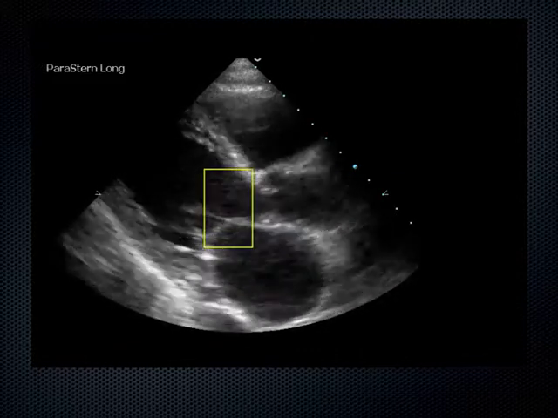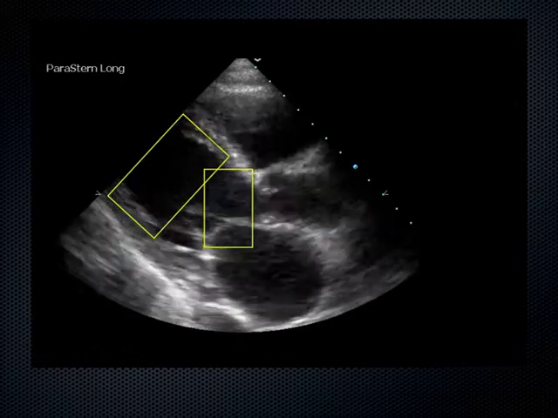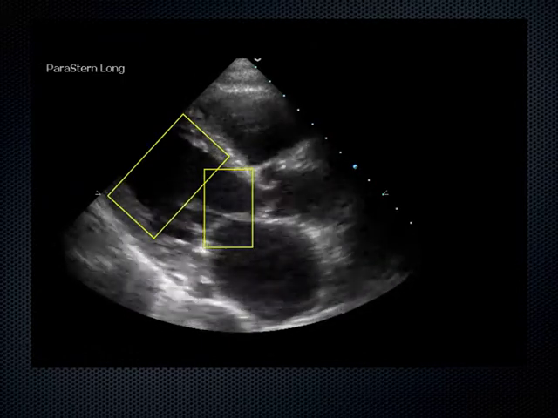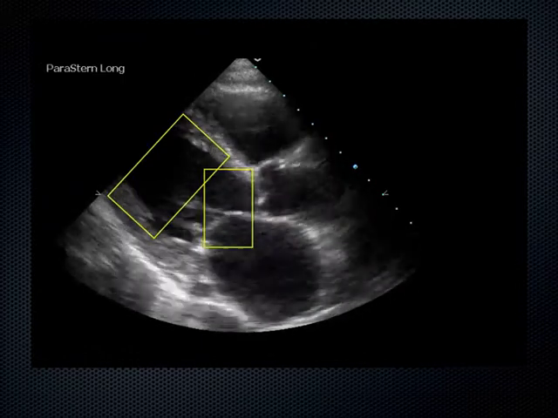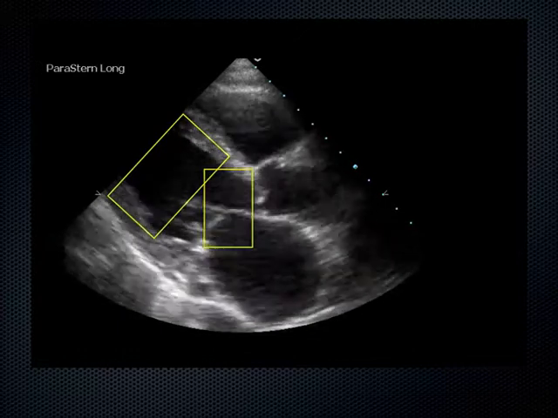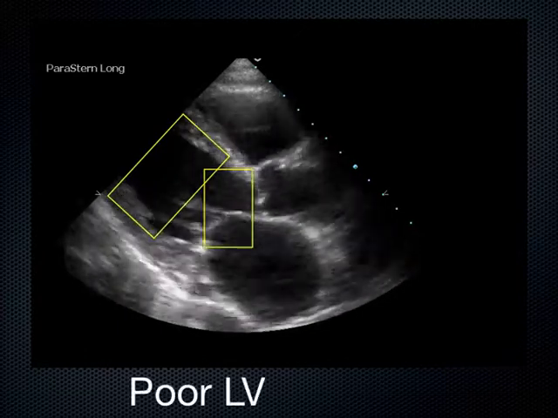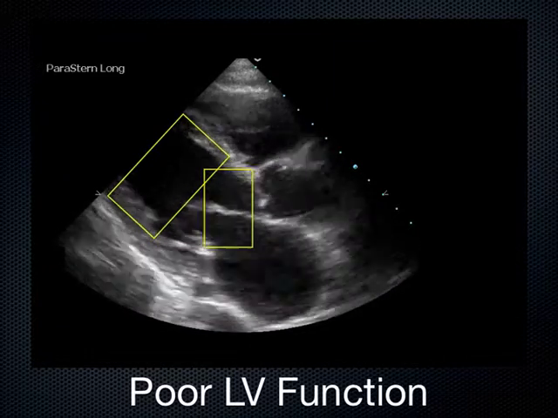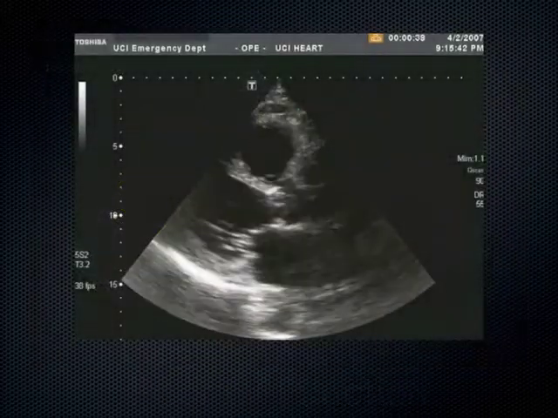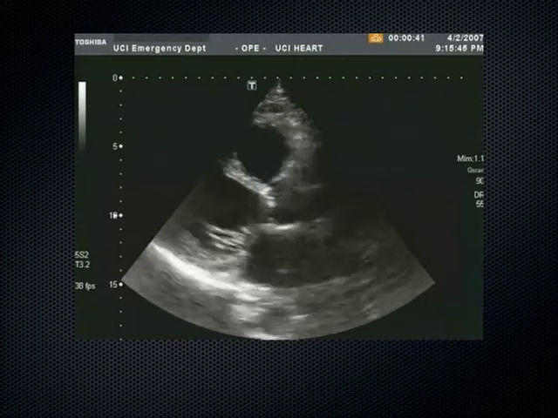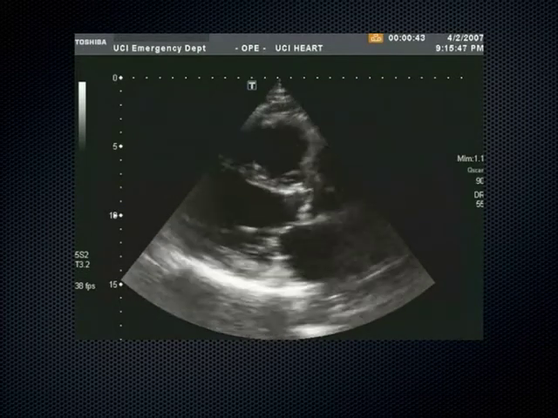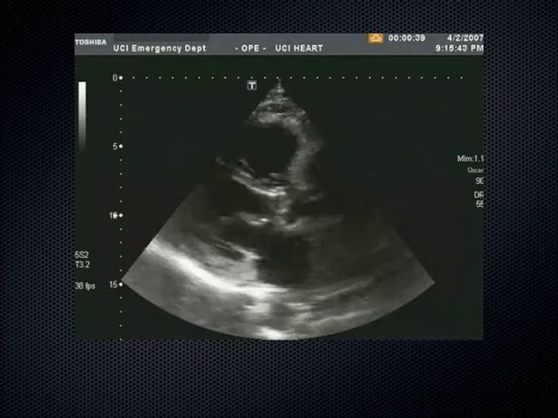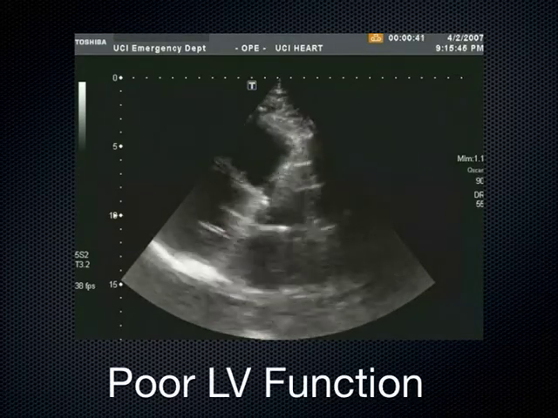Definitely not. That one's not moving towards the septum at all, no matter how much I want to hope that it does. And then over here, that septum, that posterior wall, really not making any meaningful motion towards each other. So this patient's got poor LV function. And then how about this one here? Yeah, poor LV function.